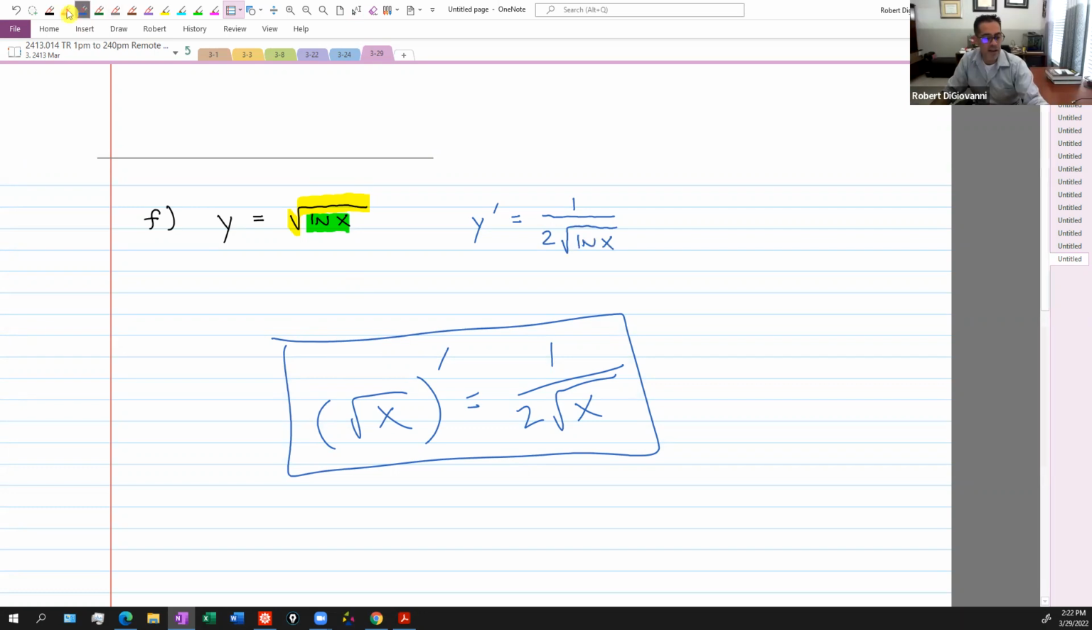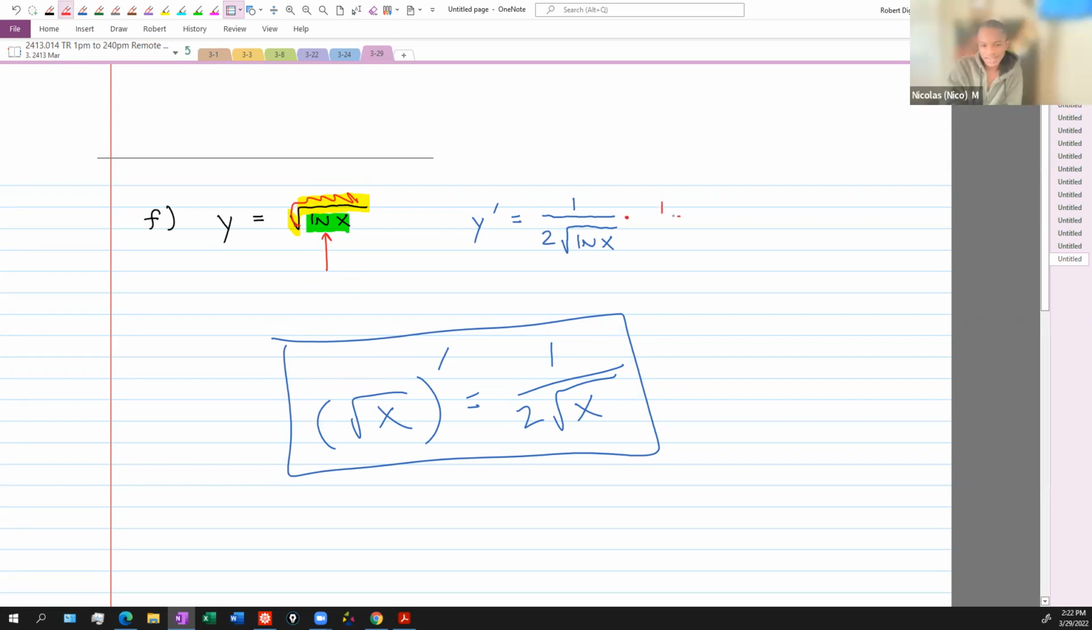Okay, good. You've done the outside one. Now take the derivative of the inside one and slap it next to this. So it's going to be 1 over x. There you go. That's it. That's the derivative. Nice.